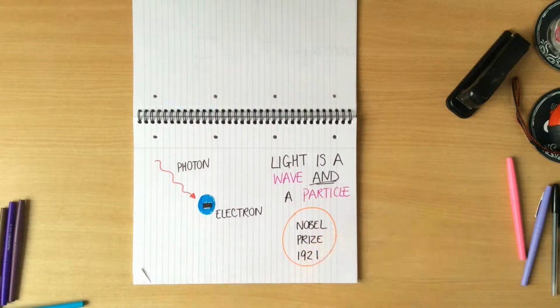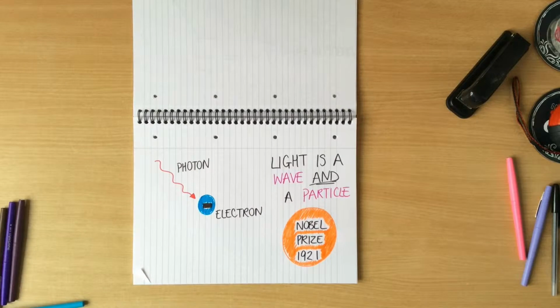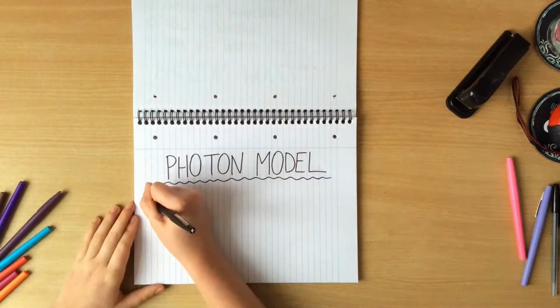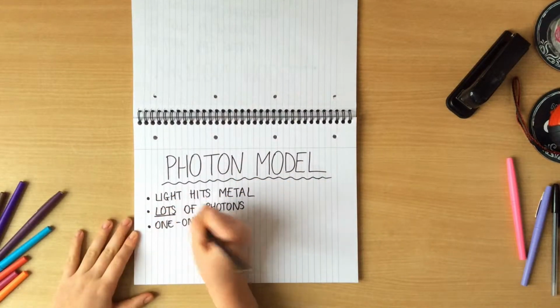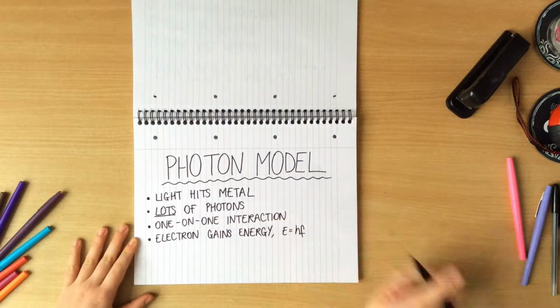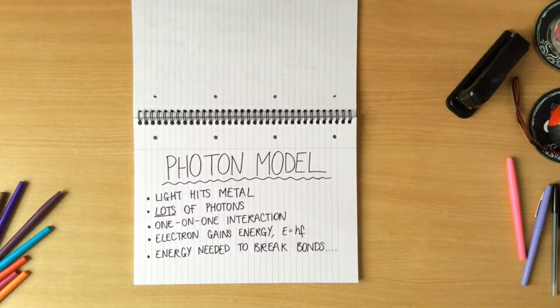This is called the wave-particle duality of light and was so influential Einstein won a Nobel Prize in Physics for it in 1921. The photon model states that when light hits the metal surface, it's bombarded by photons. If one of these photons collides with a free electron, the electron will gain energy equal to hf. But before it can escape the surface, it needs enough energy to break the bonds holding it there.